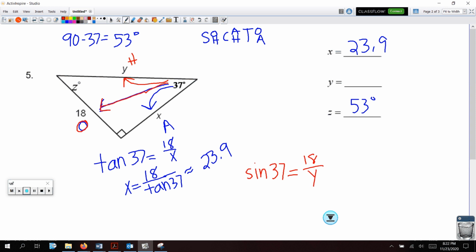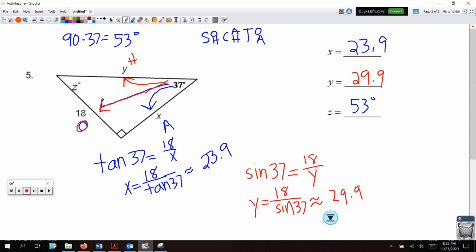Again, the variable's in the denominator, so we just trade places with that sine 37. So 18 divided by sine 37 will give us y, about, because we're going to round to the nearest tenth. 18 divided by sine of 37 gives me 29.9 when I round to the nearest tenth. That's it. This triangle has been solved.